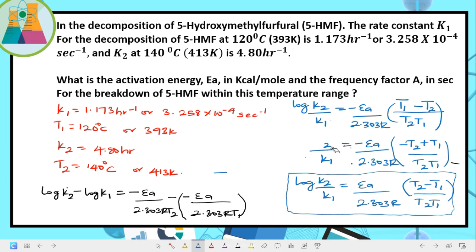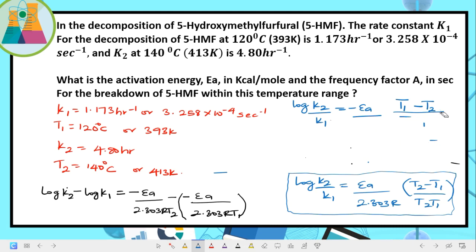Now in the same way, we may not want to follow that long procedure. Just from this point here, we can decide to do something quickly. Now we know that this is log K2 minus log K1, right? We can write it as log K2 over K1, from logarithm, is equal to.